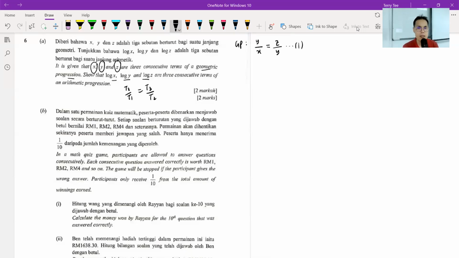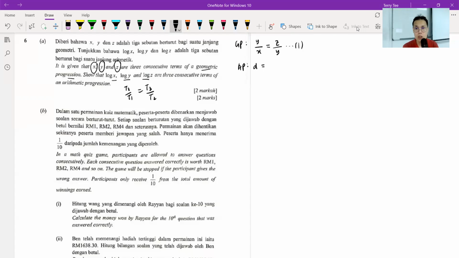Leave it first. Now, they say log X, log Y, log Z are arithmetic. If it's an arithmetic progression, we know your T2 minus T1 must be the same as T3 minus T2. The difference must be the same, the common difference. We need to show that this is arithmetic, so we don't know yet. Maybe we call this D. We prove that they have the same common difference.